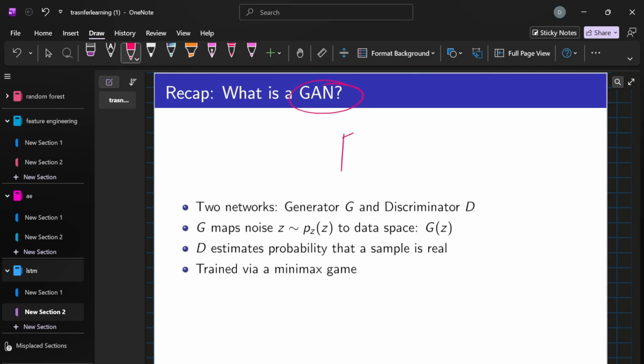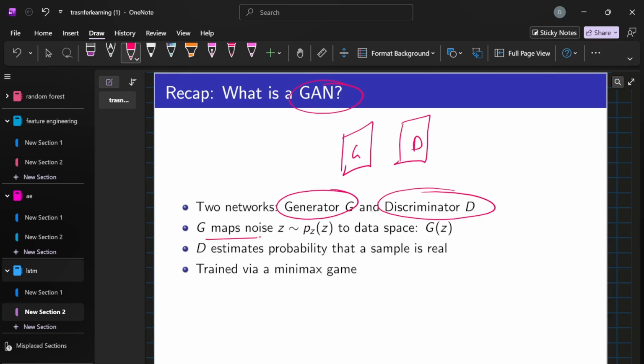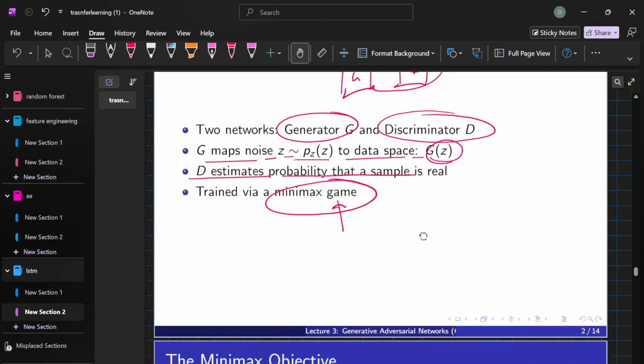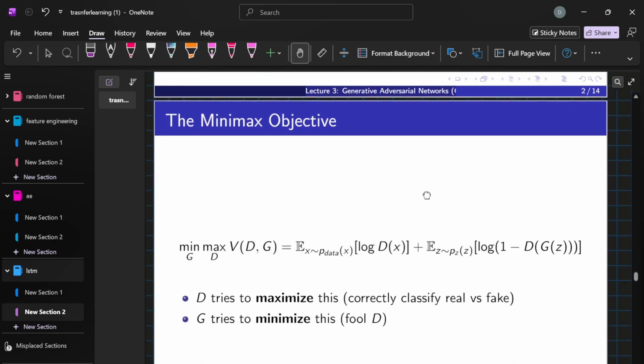So for a quick recap, a GAN has two networks fighting with each other. The generator G takes random noise Z, sampled from some simple distribution like the Gaussian, and transforms it into something that looks like real data, G of Z. The discriminator D looks at a sample and outputs a probability: is this fake or real? Then they train together in what's called a minimax game. G is trying to fool D and D is trying to catch G. That's the adversarial tug of war, and literally the name comes from here.